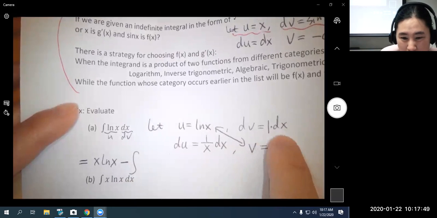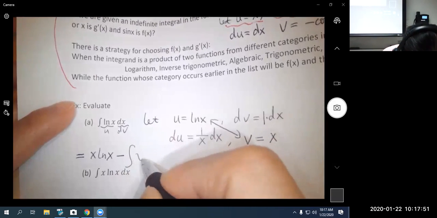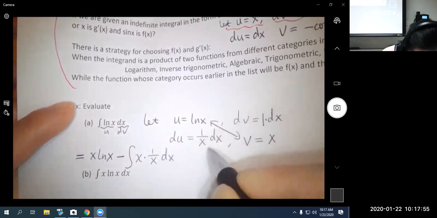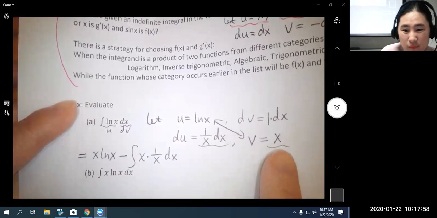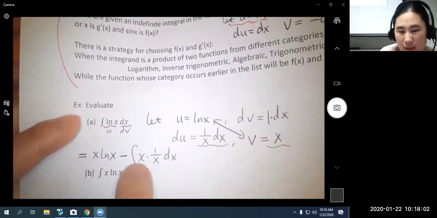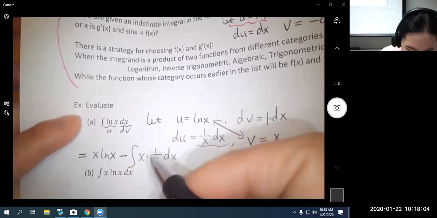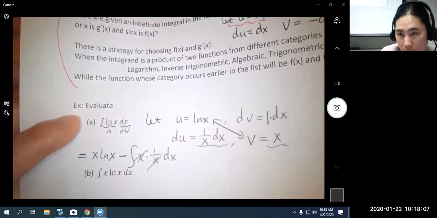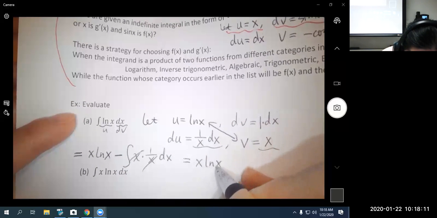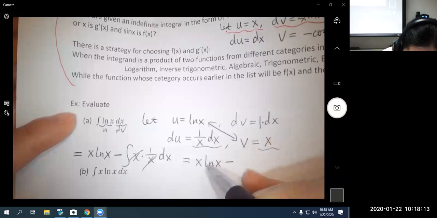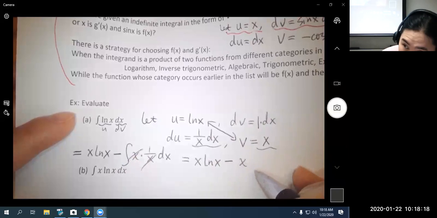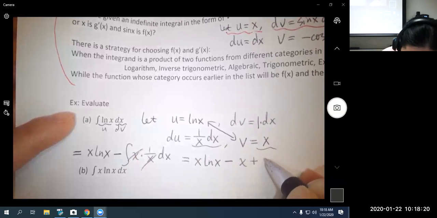So we have x times 1 over x dx, right? Multiply these two: x times 1 over x dx. What is x times 1 over x? It's 1. So x ln x minus what? The integral of 1, and the antiderivative is what in terms of x? x, right? Plus the constant c.